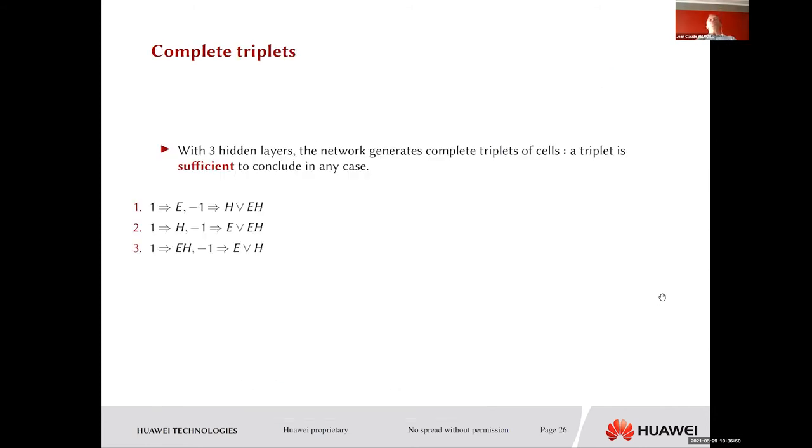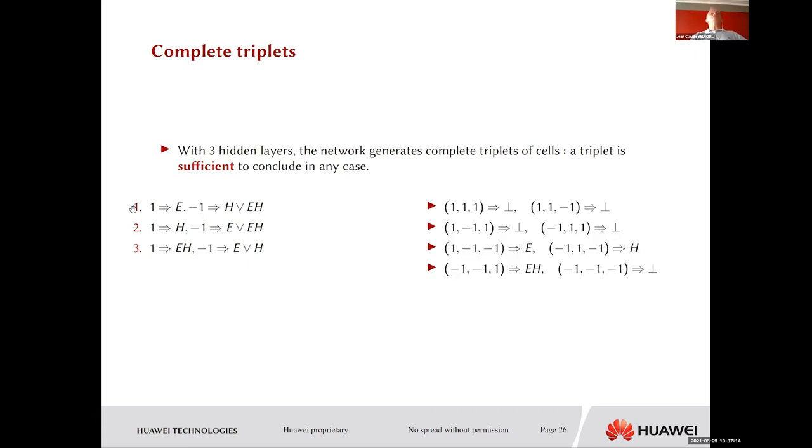With three hidden layers, the network generates complete triplets of cells. That means that in this case, a triplet will be sufficient to conclude in any case, because the triplet always has this kind of behavior. So plus one implies I, plus one implies H, or plus one implies EH, minus one implies, etc. Okay? So from this behavior of the three cells of the triplet, we can conclude in any case, because when you have a configuration that implies the false, it means that this configuration never happens basically.